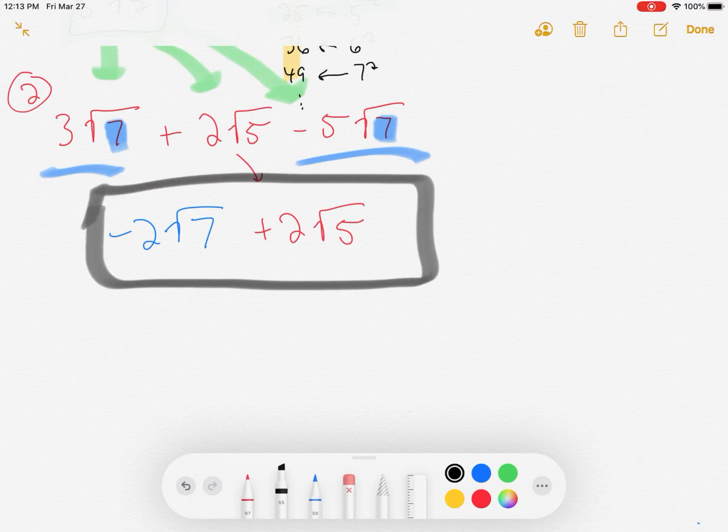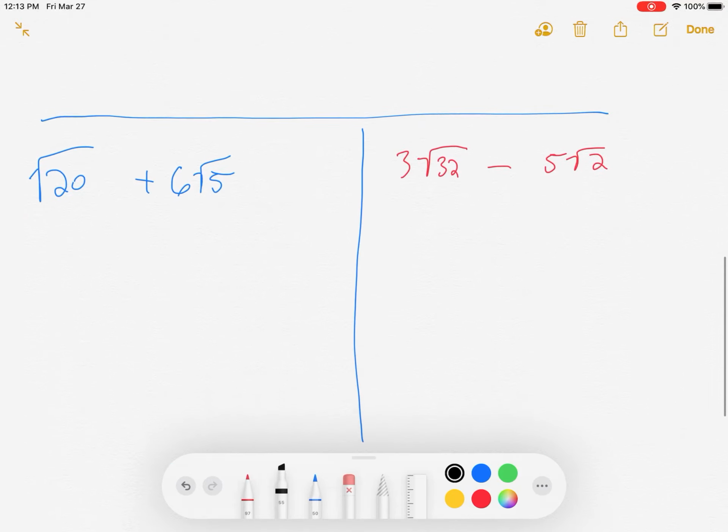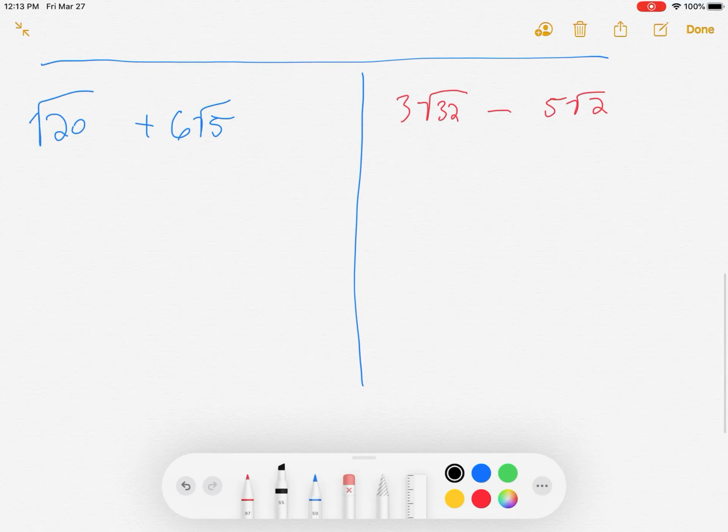Again, the numbers inside the house are not the same. I can't combine them. I don't care that the numbers outside the house are opposites. One's -2, one's +2. I can't do anything with numbers outside of the house. Okay, we got 2 more problems here.